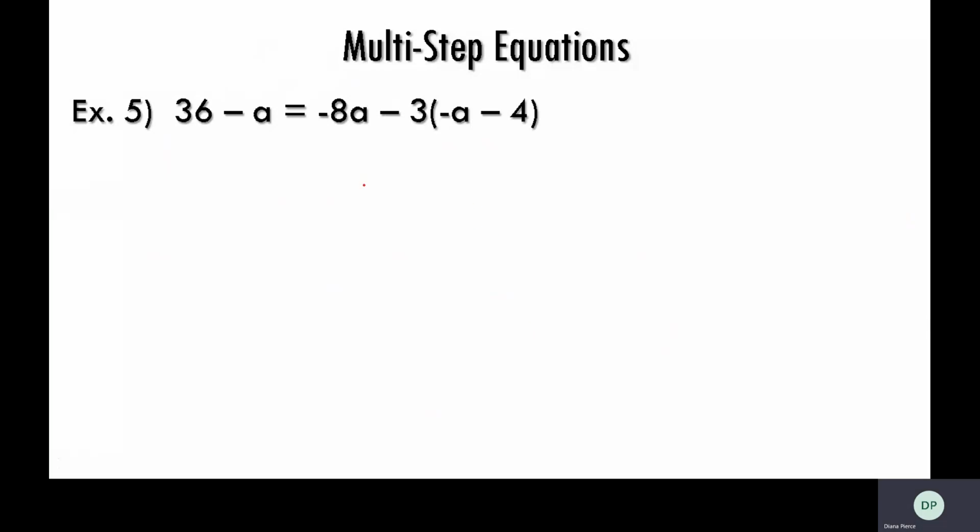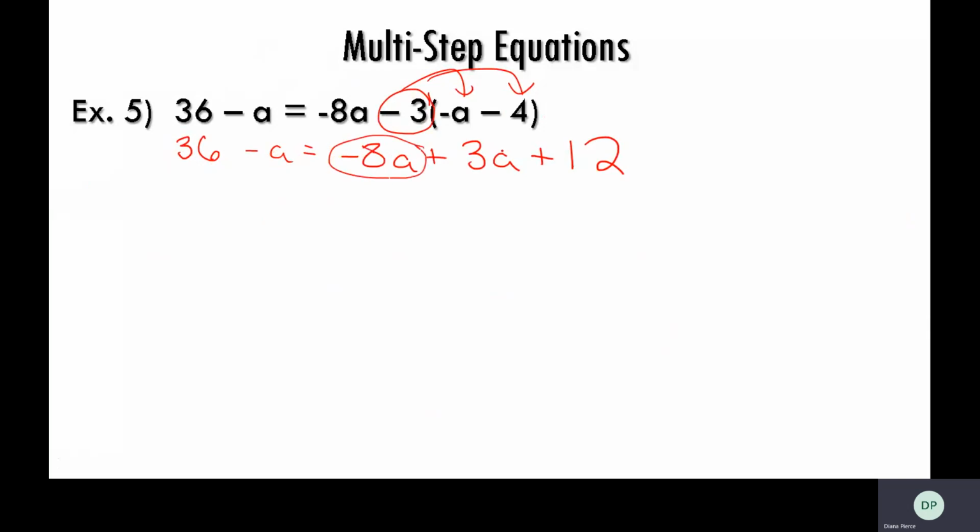Then here is another one. Remember, we would distribute a -3 here, not a +3. Copy down everything else. So 36 minus a equals -8a plus 3a, because negative times a negative gives you a positive, and -3 times -4 will give you a +12. Then combine like terms. On the left-hand side, I have a non-a and an a term. I can't combine anything there. But on the right-hand side, I have two a terms that could combine. So I have 36 minus a equals -8 plus 3 is a -5a plus 12.